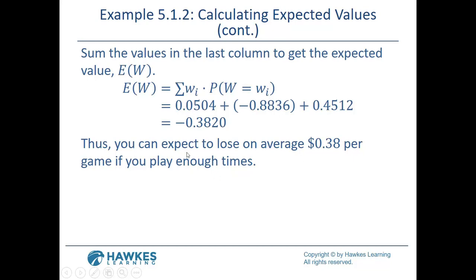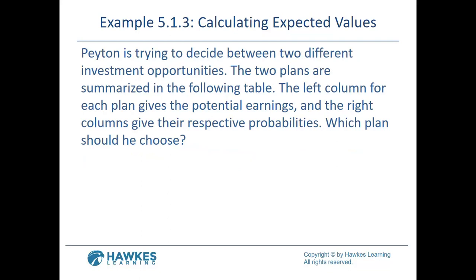Now, this was a nice one because it was a little small, but what happens if I did not give you a bunch of words, but maybe gave you a table? So let's try something else. So let's try, Peyton is trying to decide between two different investment opportunities. Now, the two plans are summarized in the following table. The left column gives the plan's potential earnings, and the right column gives the respective probability. And we want to know which plan should he choose.